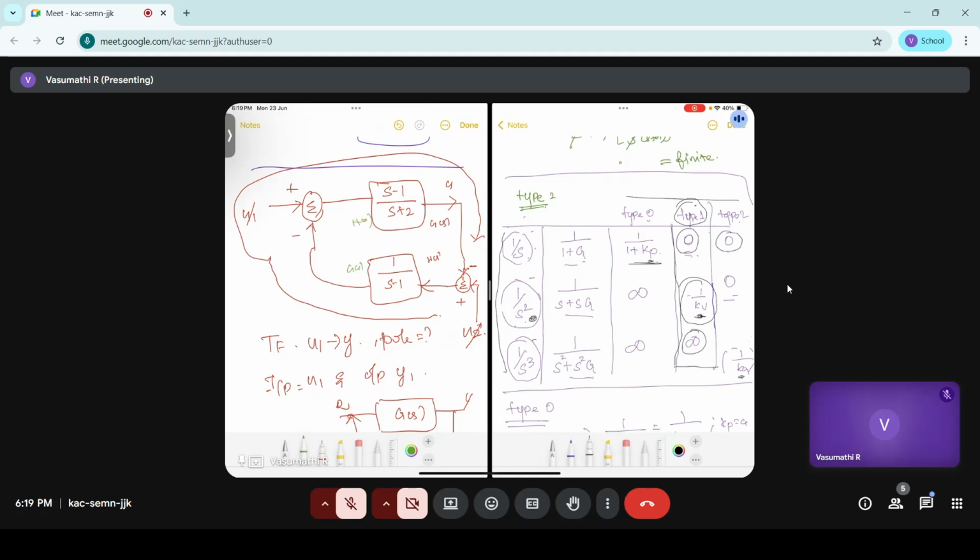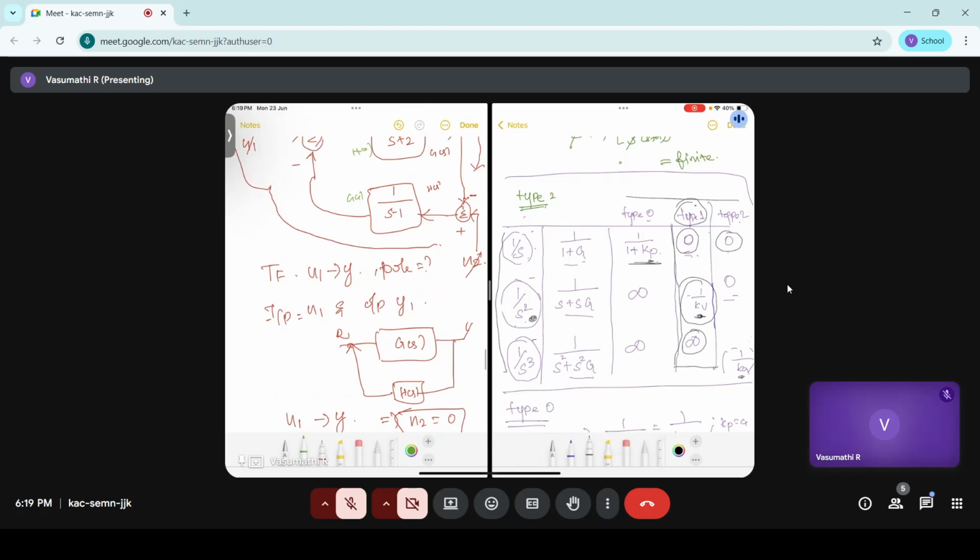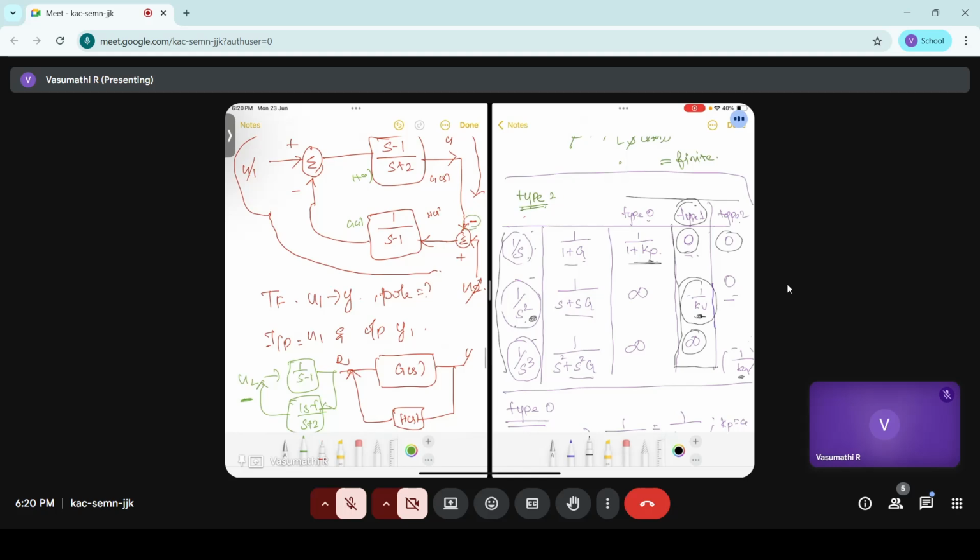Just try to rewrite this problem. Write like this: u2 goes to 1/(s minus 1) and comes back through (s minus 1)/(s plus 2). Then you will get this idea, because this will be a negative feedback. If you see, this is a negative here, right? So this is a feedback coming out of it and going to the system. Y2 is positive, so this will become H(s) and this will become G(s).